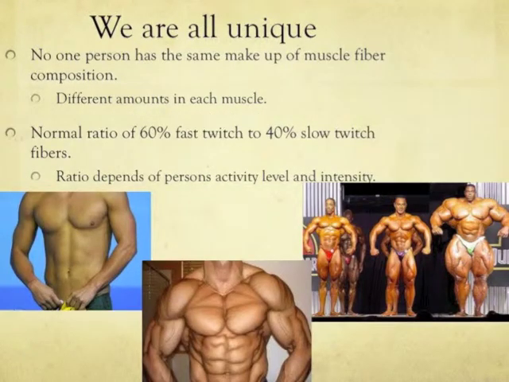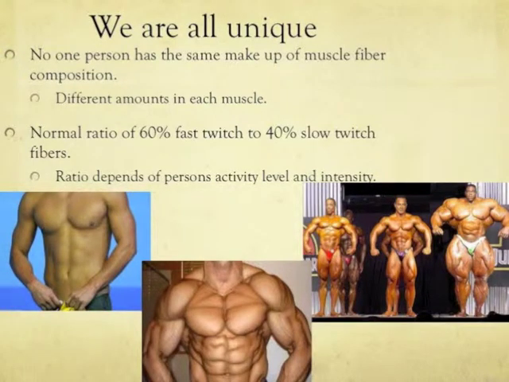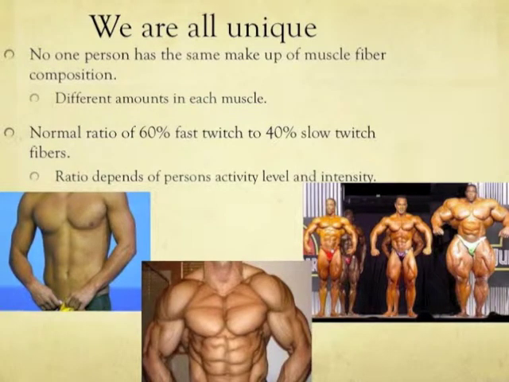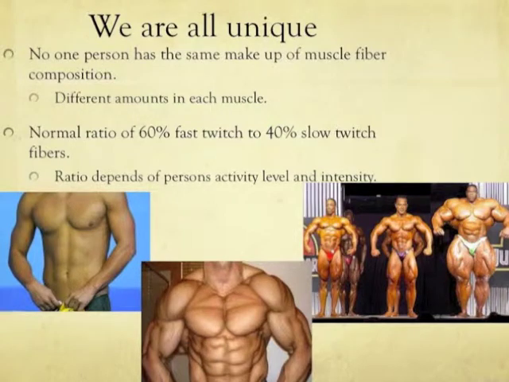Okay, now going on along the same lines of how our muscles are used in each individual body, we are all unique in the amount of muscle that we have in our body. Normally, the normal ratio of fast twitch fibers to slow twitch fibers is going to be 60 to 40%. But this ratio, again, depends on the activity level and the intensity level of the individual at hand.